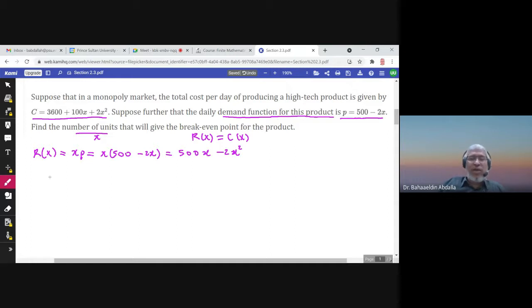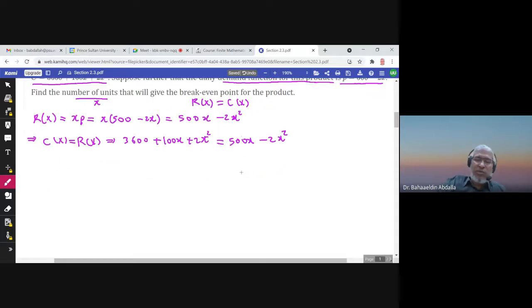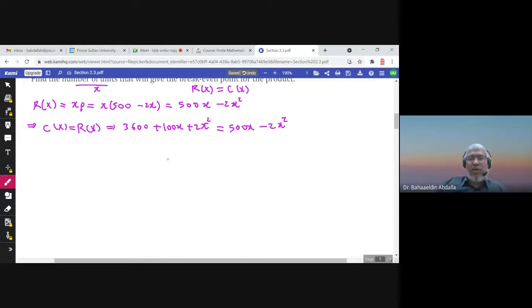So to find the break-even, we set them equal to each other. So C(x) equals R(x) implies 360 plus 100x plus 2x squared, this is the cost function, equals the revenue function, which is 500x minus 2x squared. So actually the only change here is that you will solve a quadratic equation instead of solving a linear equation.